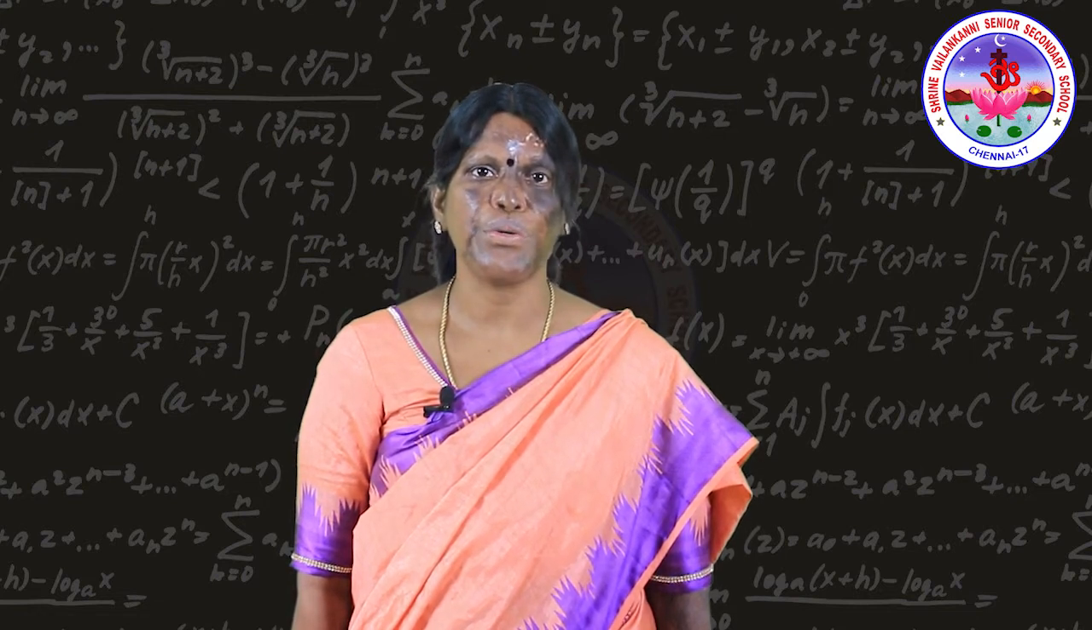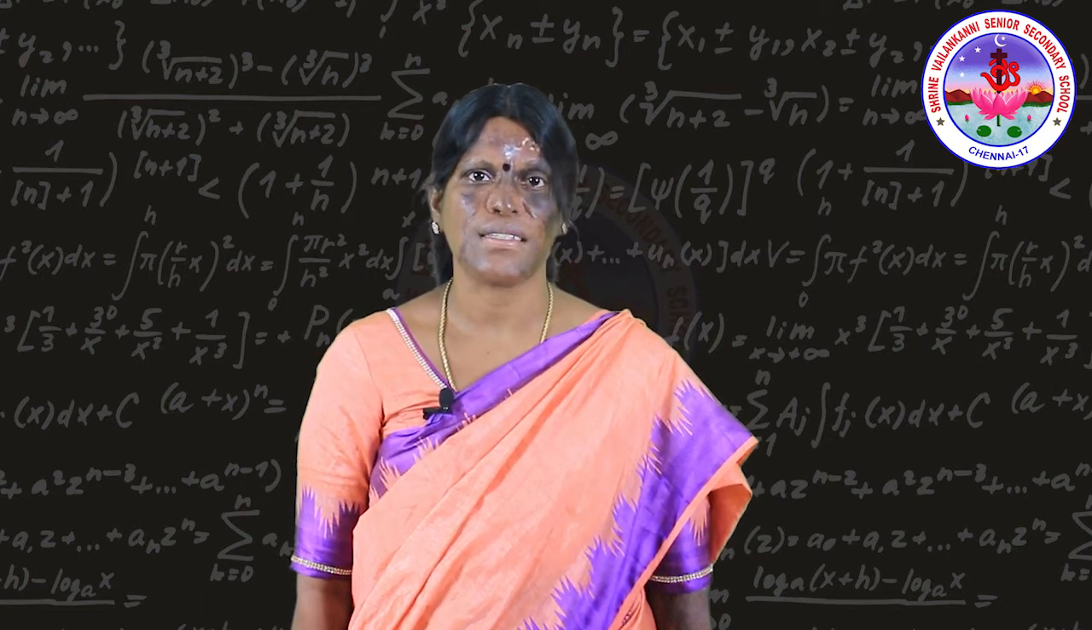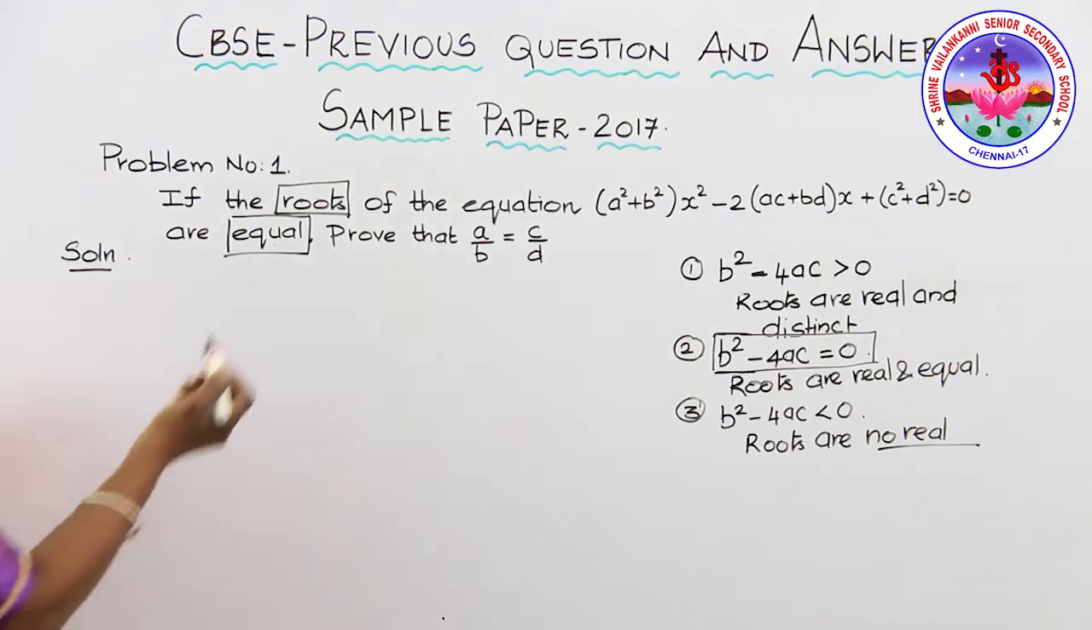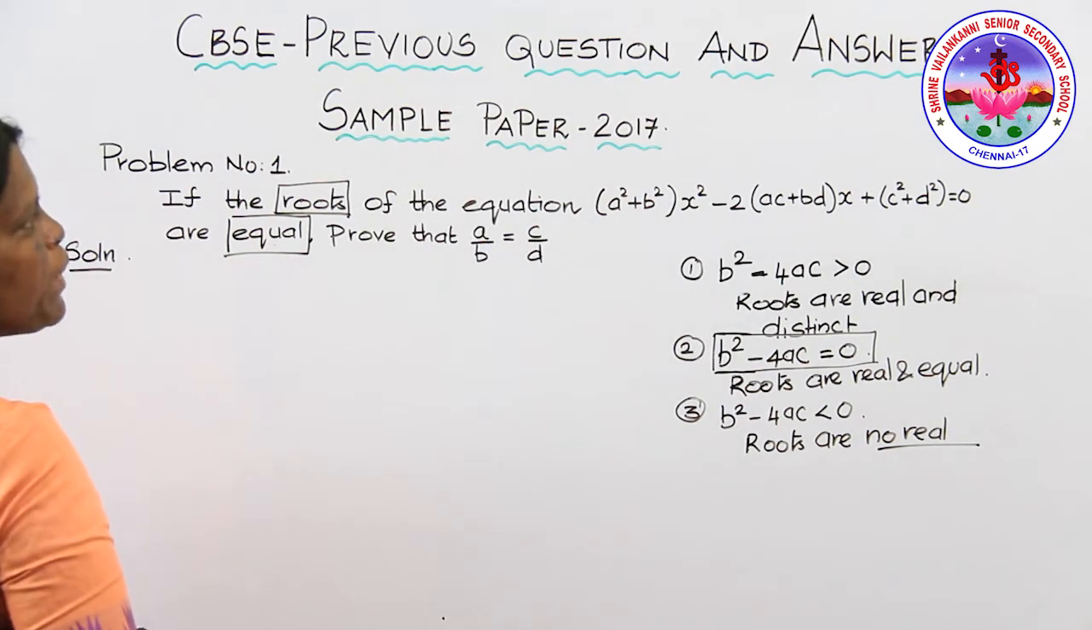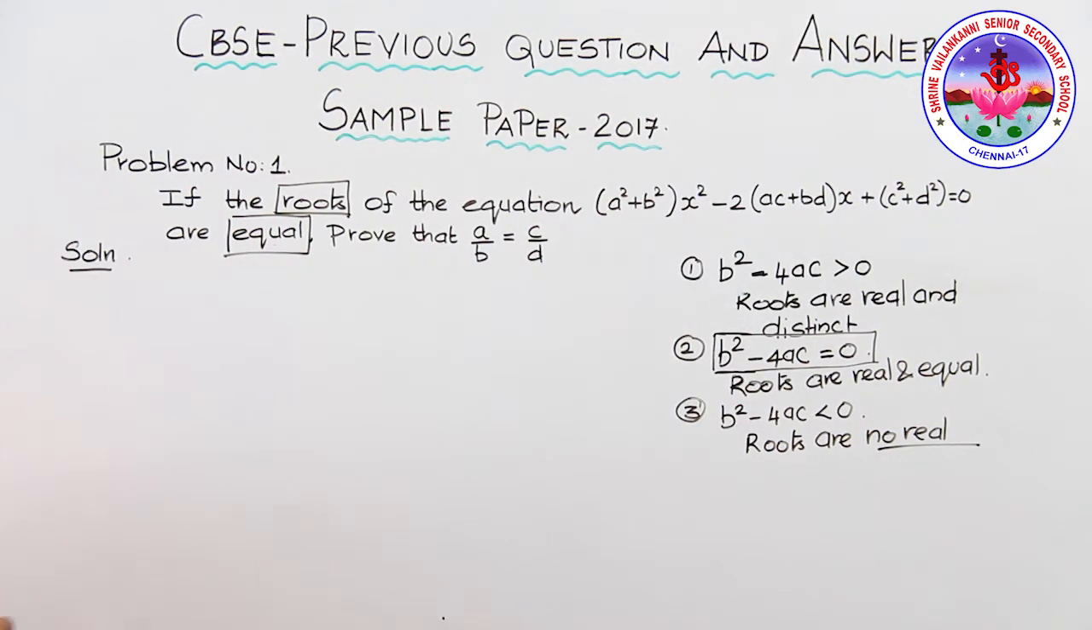Also, we are going to use the theorem: lengths of tangents drawn to a circle from an external point are equal. We are going to use this theorem in the problem to prove the following cases. Let us see now. Today, we are going to discuss the sample paper 2017 important questions.